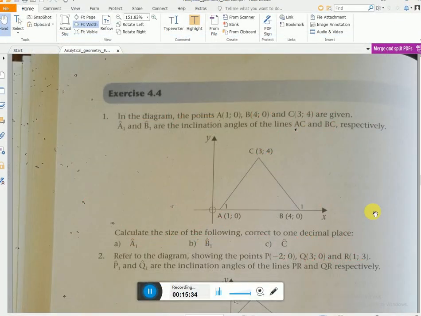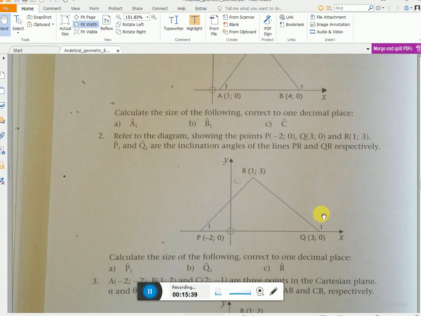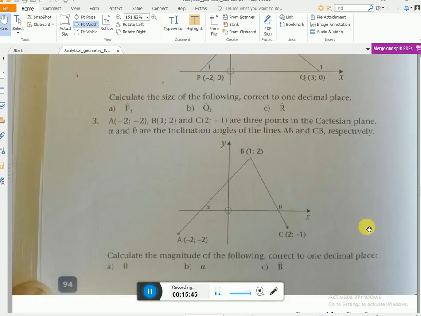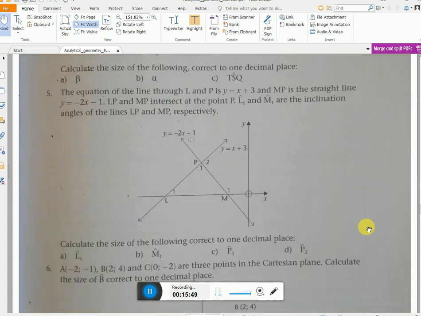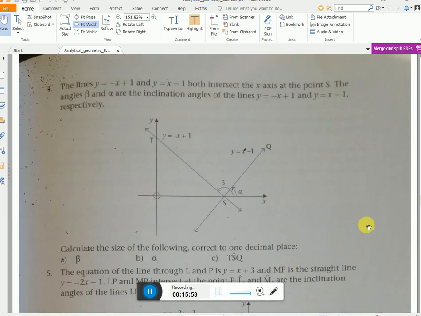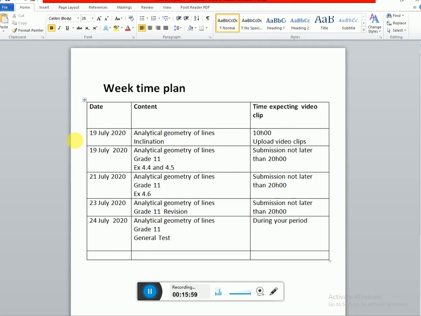It's very important, people, to look at this. It's the same thing with this exercise, and you can try it yourself and see. On this exercise, you are having this one, I think.